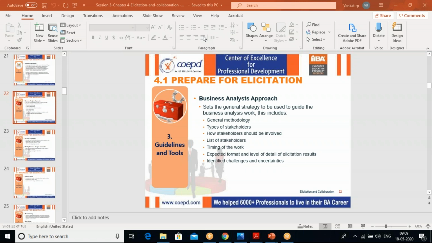Now, I want you to note down the output of this plan, prepare for elicitation. This output, I want you to note it down. Please note this.